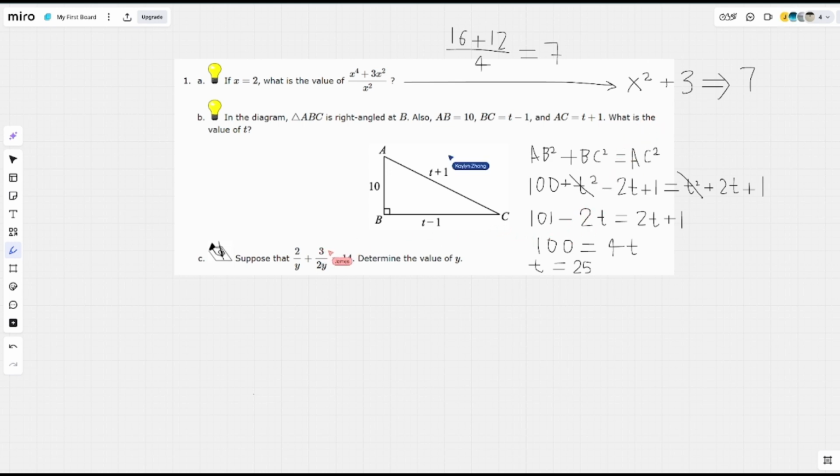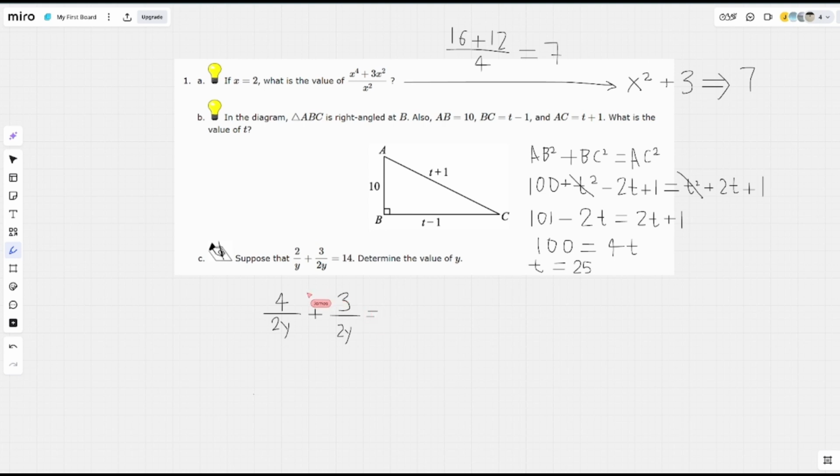You have 2 divided by y plus 3 divided by 2y is equal to 14. Determine the value of y. For this question, what you can first do is put everything under a common denominator. You have 2 over y is equal to 4 over 2y, by multiplying numerator and denominator by 2. And then you also have 3 over 2y here. You don't change that. So this is the left-hand side.